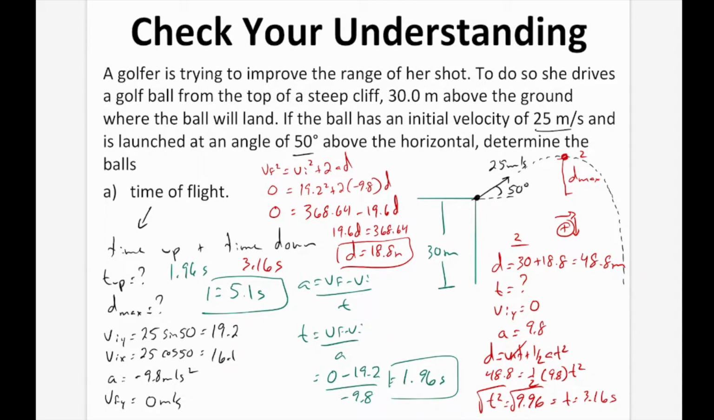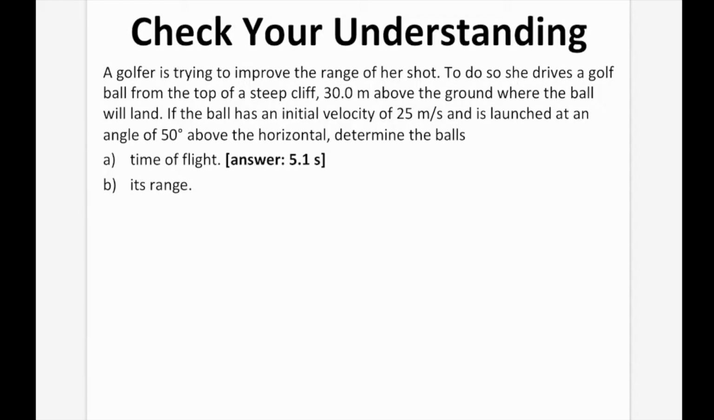That's the time up plus the time down. B, what is the range? Well, that's actually a pretty easy question to answer. To find the range, that's dx. Dx is going to equal Vx times t. We just found the total time, and we know Vx is going to be the component of the total velocity. So that's 25 cos 50.